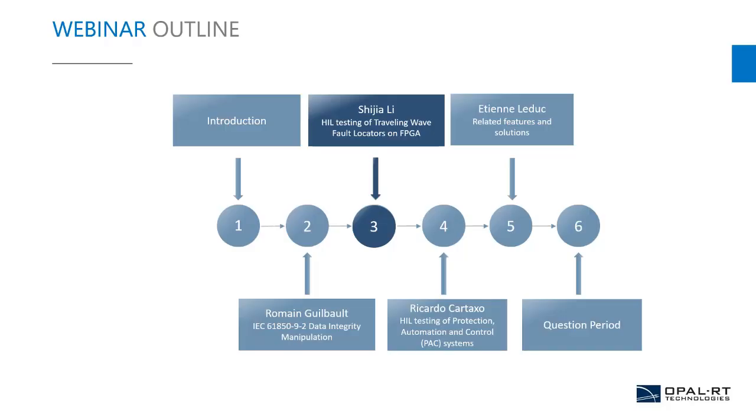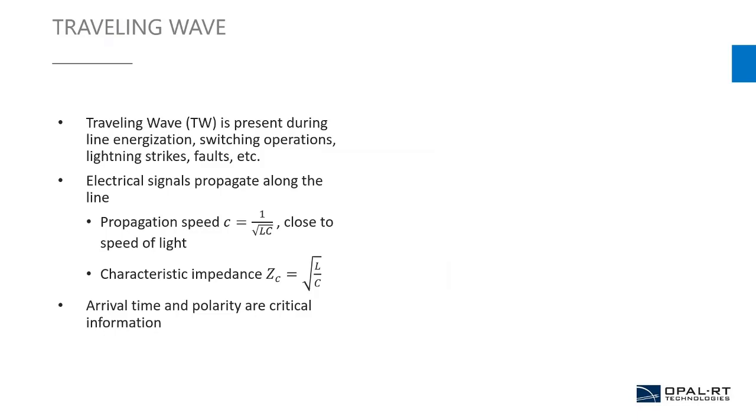Hello, everyone. So now we're going to talk about our hardware-in-the-loop testing solution for the latest traveling wave fault locators. Traveling waves are the voltage and current waves which propagate along the line because of the transient behavior of the inductance and capacitance present in the line. Traveling waves are always present during events such as line energization, switching operations, lightning strikes, and also during faults.